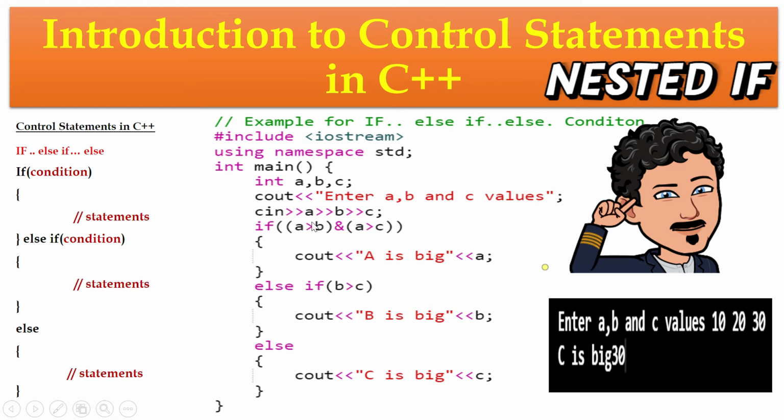If any one condition fails, it will navigate to else if. I'm going to check B is greater than C. If this condition is true, I'm going to print B is big by using cout statement. If this condition is false, it will navigate to else, and then I'm going to print C is big by using cout statement. So while executing the program, I've given the three values 10, 20, and 30. It displayed C is big.